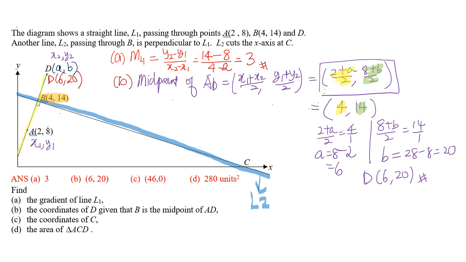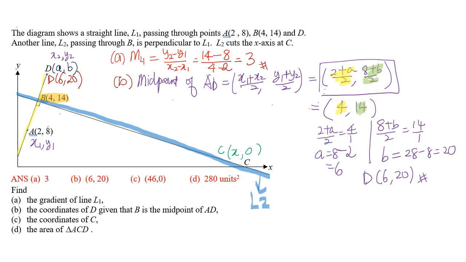All right, so part C is to find the coordinates of point C. Point C is the point that lies on the x-axis. What is so special about points that lie on the x-axis? What do you know about the properties of points that lie on the x-axis? Yes, correct. The y coordinate will be 0. So I'm going to let point C be (x, 0).